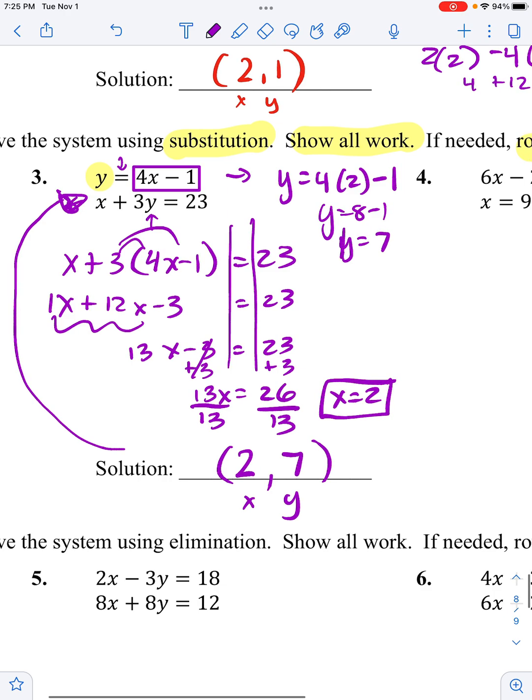And again, if you finish and you want to know if that's correct, then go back to your original problems and put the 2 in for the x's, the 7 in for the y's. So my first equation will become 7 equals 4 times 2 minus 1, which is true. And the bottom would become 2 plus 3 times 7 is 23, which is true. You would verify that on your calculator. So far, I have them all right.